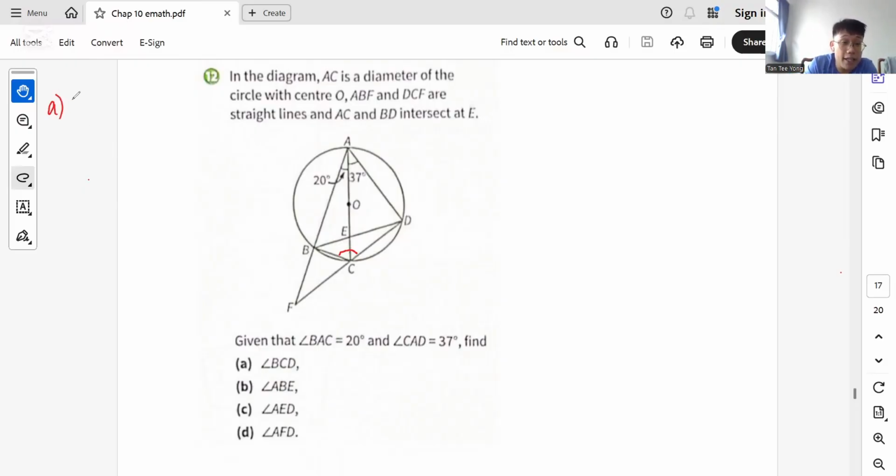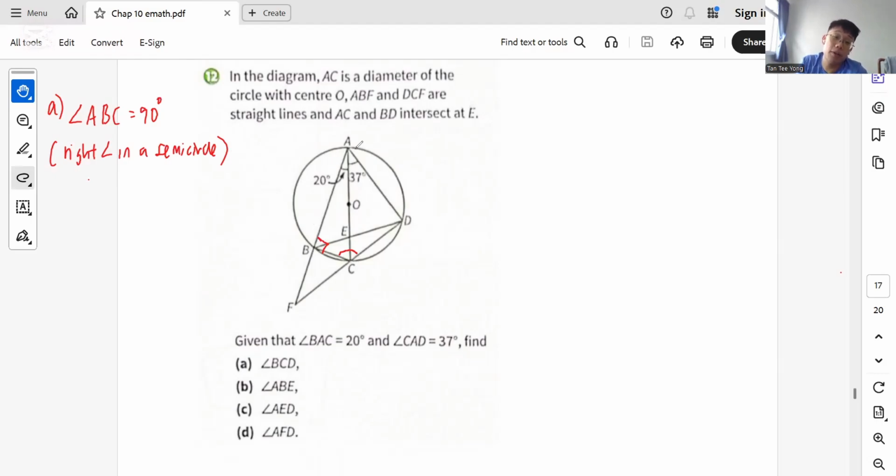So for part A, angle BCA is actually equals to 180 degrees. Okay, let's not even go there first. So first thing first, because AC is the diameter, we can say that angle ABC is equals to 90 degrees. Why? Because angle in a semicircle. Okay, so this is 90 degrees.